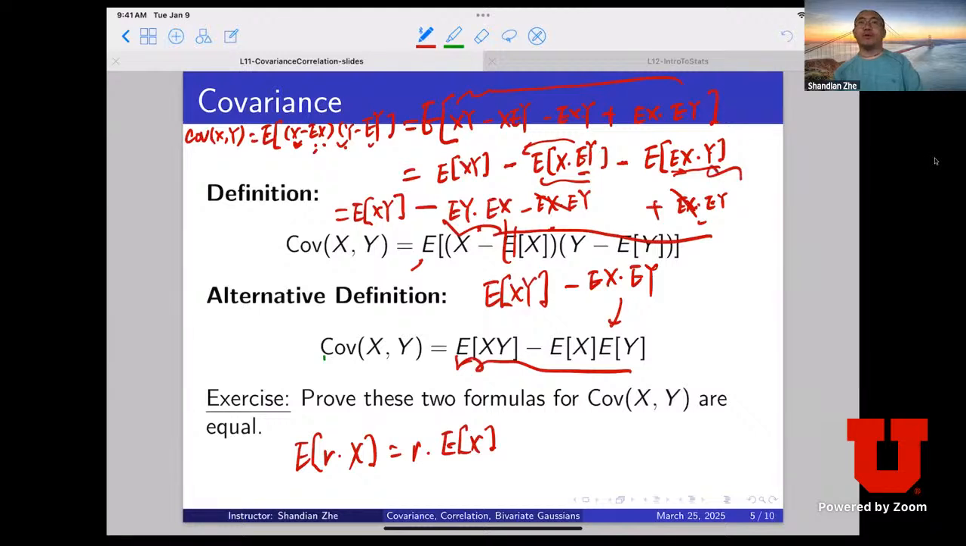For example, there's a famous observation in machine learning models called the bias and variance trade-off. It basically says, okay, if you use a very complicated machine learning model like a neural network, you're going to have a very small bias, but very large variance because the model is very sensitive to the data you're given.